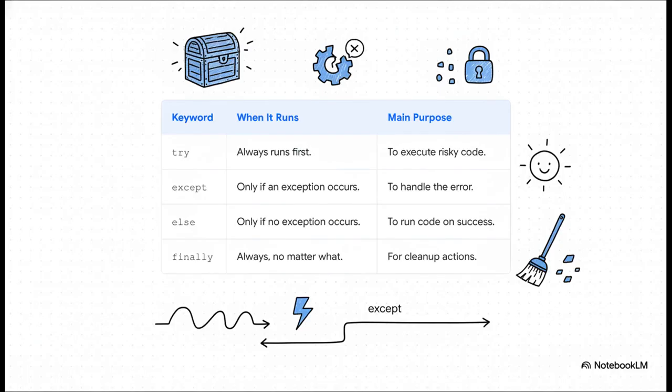Okay, this table right here. This is your ultimate cheat sheet for the whole structure. You already know try for the risky stuff and except for when it goes wrong. But look at the additions. There's an else block, which is like a little victory lap. It only runs if the try block succeeded perfectly. And then there's finally. Think of finally as the cleanup crew. It runs always, whether there was an error or not. It's absolutely essential for things like closing files or database connections.